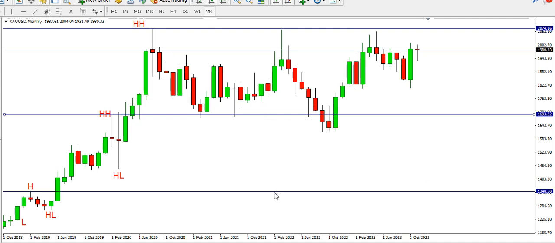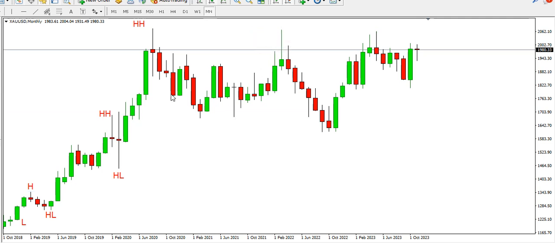Let me remove the horizontal lines so that we have a neater chart. We have a higher high around here. We have two bearish candles here for us to have a low here. There are no two bullish candles here, so the low continues up to this point where we now have these two bullish candles.